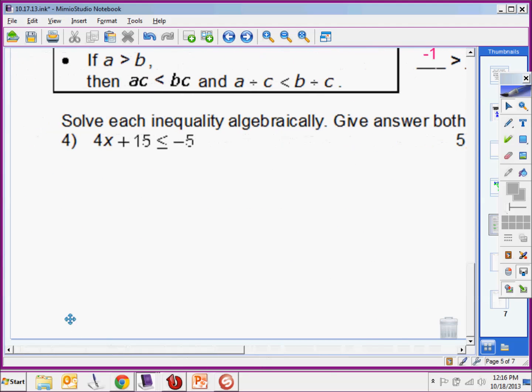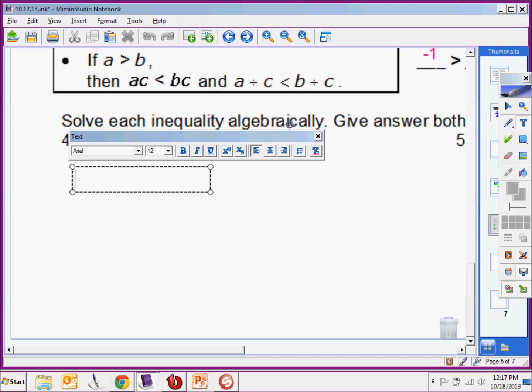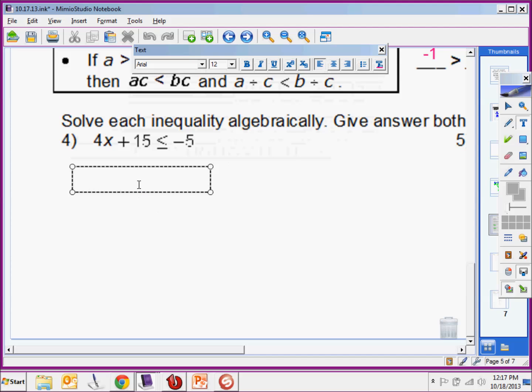Last night on your homework, you should have worked problems like this. If you did, you should have found them fairly easy. So step by step to solve this problem, step 1 would be subtract 15 from both sides. And that puts me at 4x is less than or equal to negative 20. I do not know how to make a less than or equal to symbol, so I'm going to write less than or equal to.